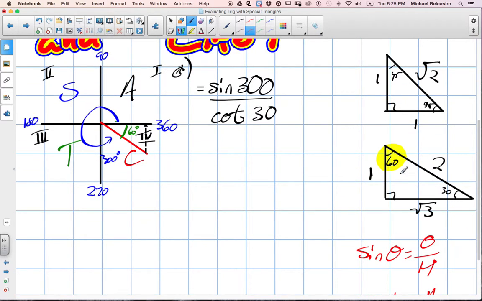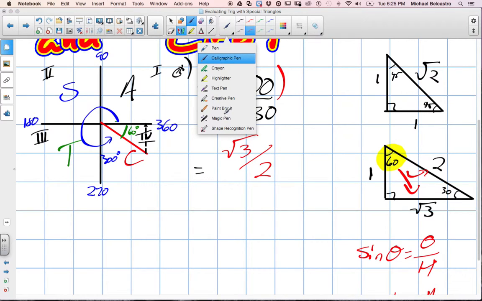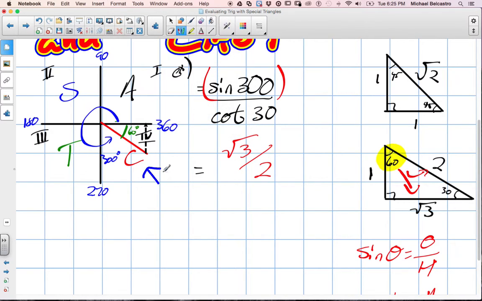From 60, opposite over hypotenuse is root 3 over 2. That's good, so we can already get a value for sine 300. Let's put that in. Sine 300 is now root 3 over 2. But we're in the fourth quadrant, and in the fourth quadrant, the only thing that would be positive is if we had cos. But we don't have cos. We have sine. So that means this ratio is a negative value. So it's negative root 3 over 2. That's the top of our fraction.